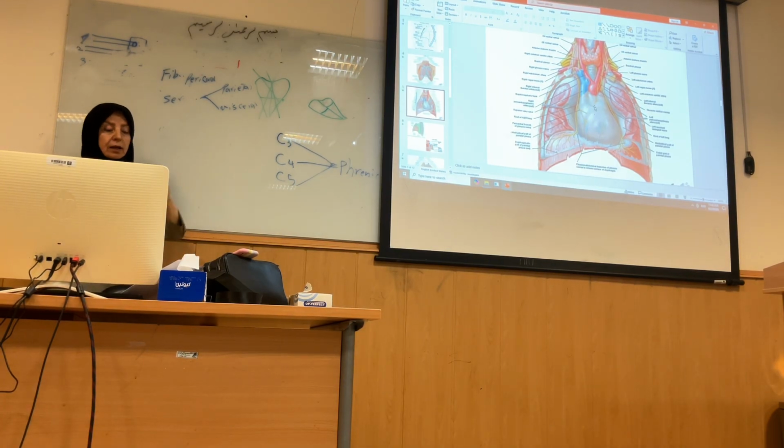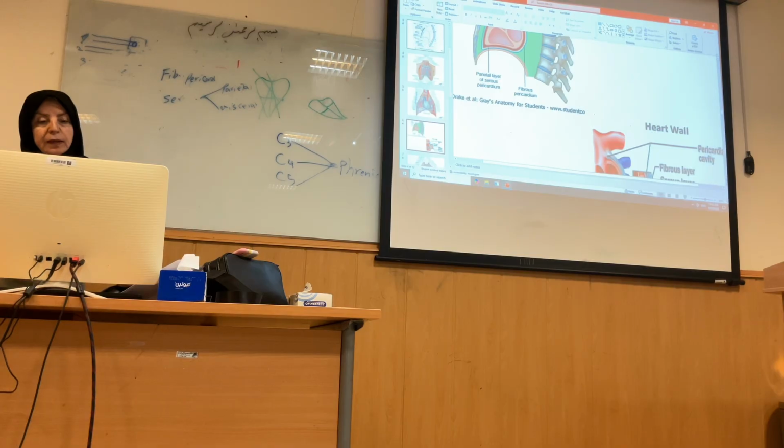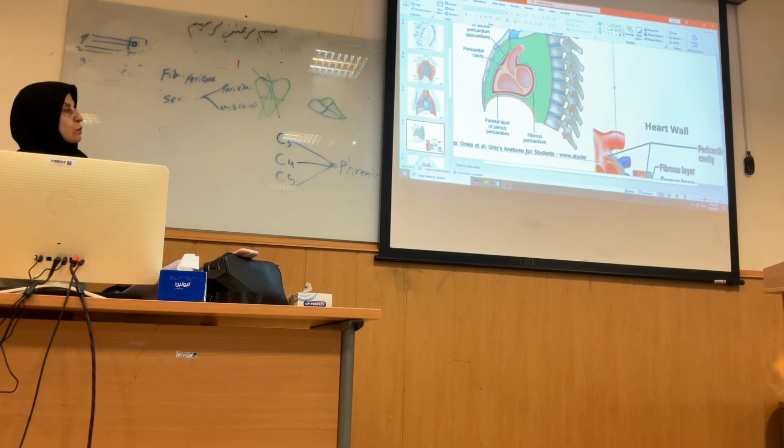Which of these two layers is near the heart? Visceral. Now look at this picture. It is going to explain for you. If you notice this picture, here we are going to show you the blue line. This blue line is going to remind you of the fibrous pericardium.